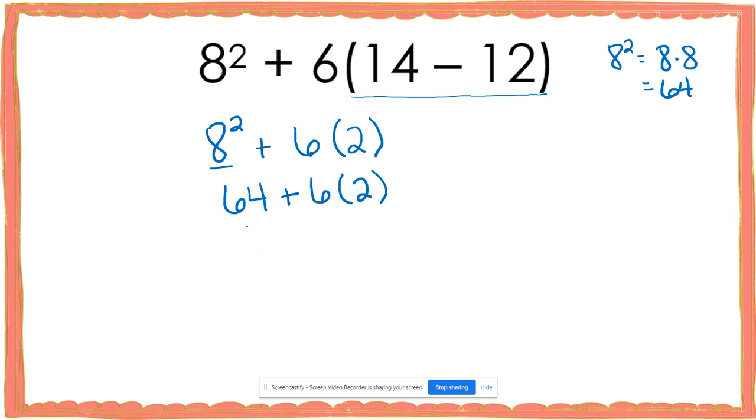Now when I look at my problem, I notice that I have addition and multiplication. Well, in the order of operations, I would always multiply or divide before I add or subtract. So the next thing that I need to do is 6 times 2. Well, when I multiply 6 times 2, I get 12. So now I have 64 plus 12. And when I add 64 plus 12, I get 76.